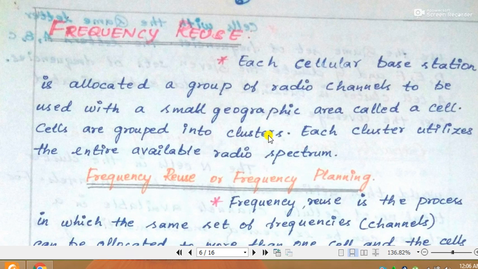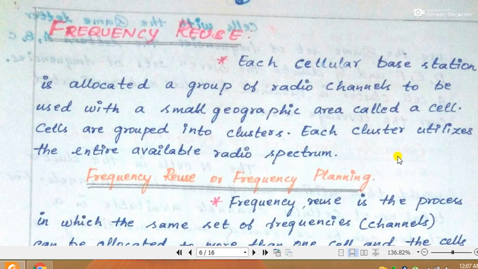First, what is meant by a cell? A large geographical area is divided into small geographical areas called cells, and each cellular base station is allocated a group of radio channels used within a small geographical area. A group of cells is called a cluster, and here each cluster utilizes the entire available radio spectrum.